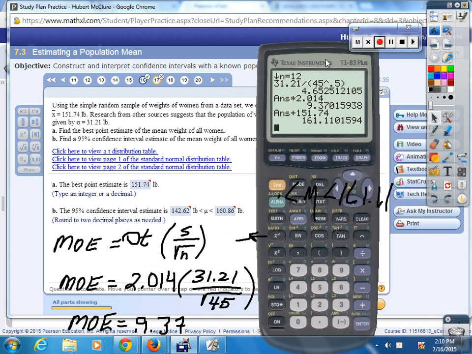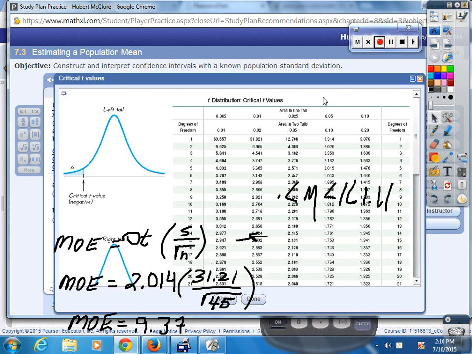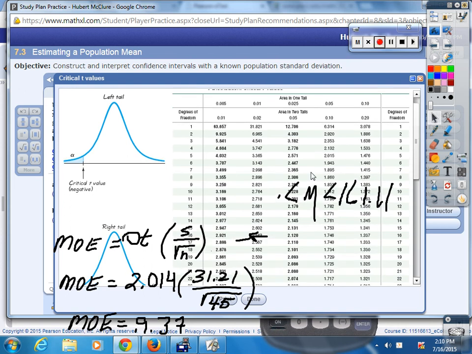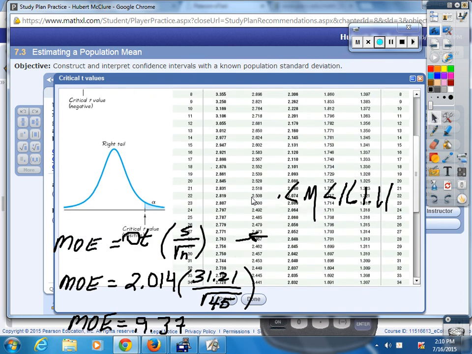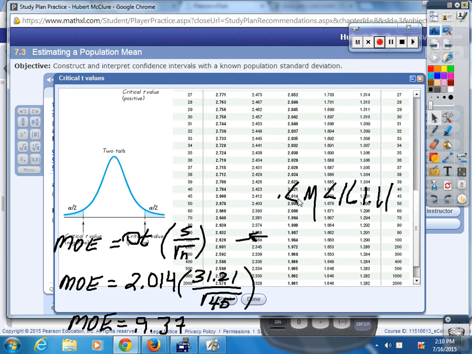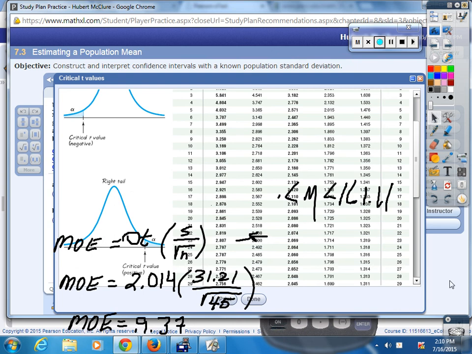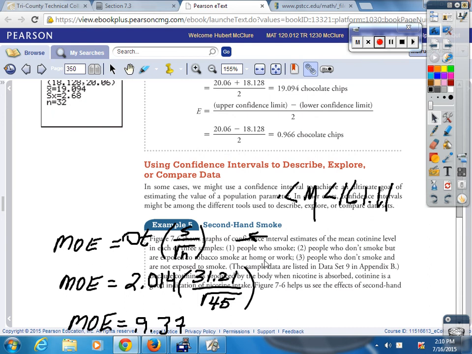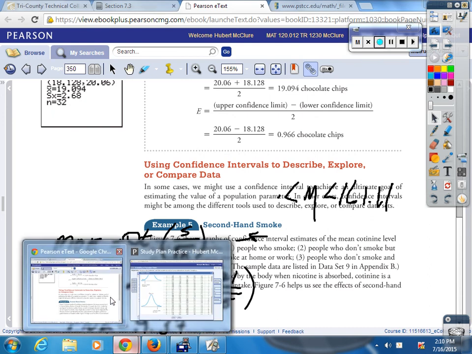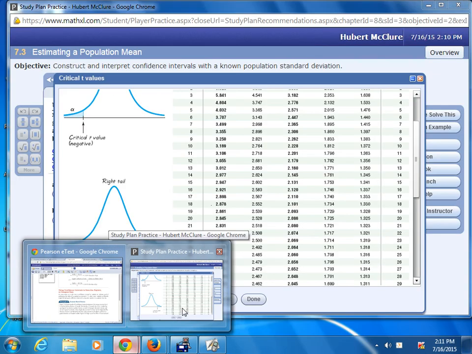I don't know what we're doing wrong. Unless I looked up, let me look at their T table. 0.025, 45. Unless they got 44. No. 45 is 2.014. Hold on a second. I want to see what they're doing, because I don't know what they're doing different than what I've been doing. It's a conspiracy. I can't find my problem.